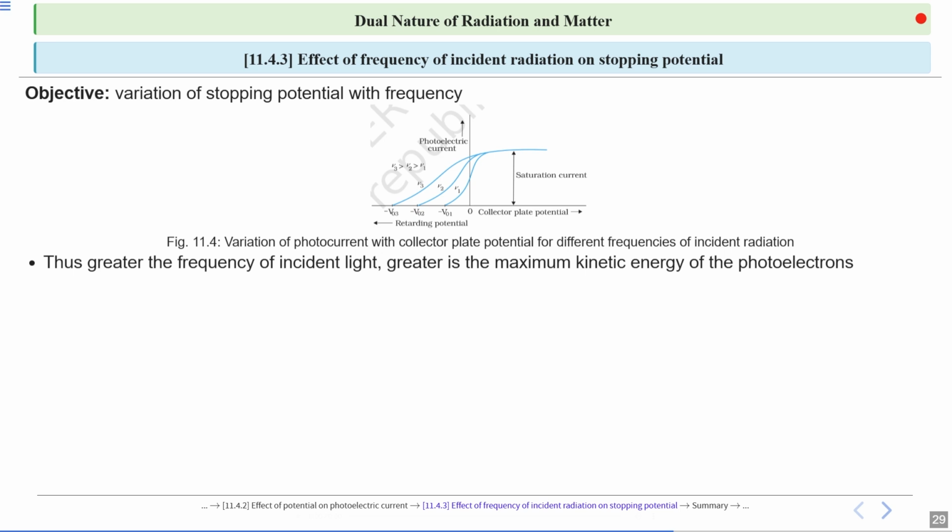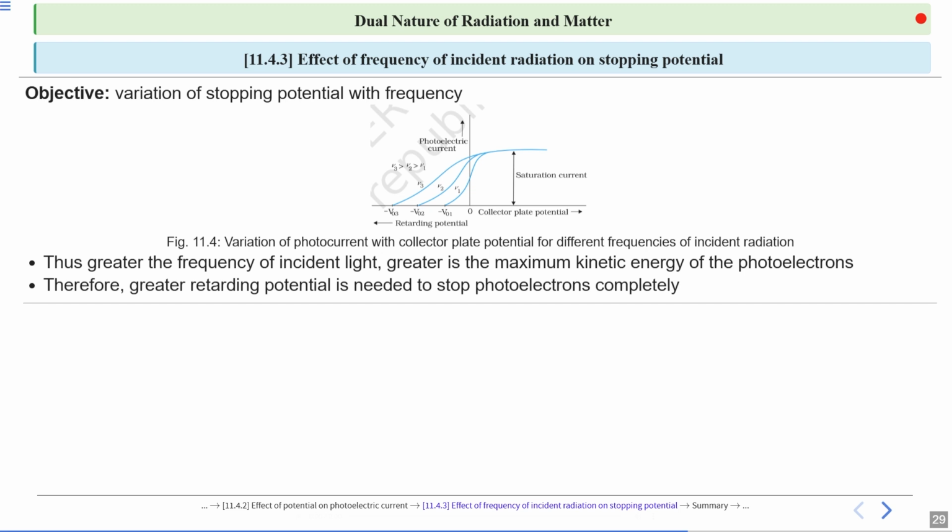As the frequency of the incident light increases, the maximum kinetic energy of the photoelectrons also increases. This means that the higher frequency light gives more energy to each electron when it knocks them out of the metal. Therefore, to completely stop these faster, more energetic electrons, we need to apply a greater retarding or stopping potential. This means the stopping potential increases as the frequency of the incident light increases.